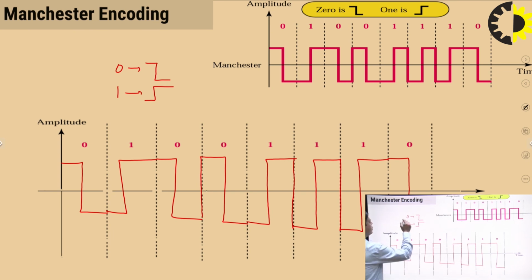Again, I'm repeating. 0 means we are starting from 1 to 0. 1 means from 0 to 1. And finally, you will get this.